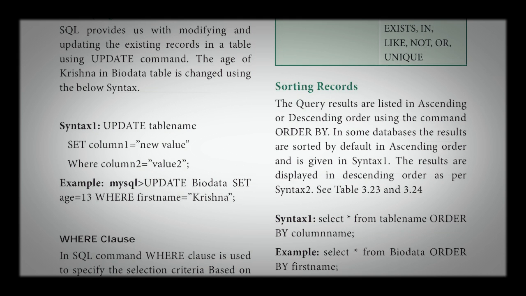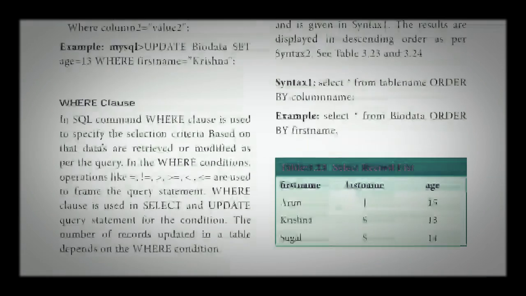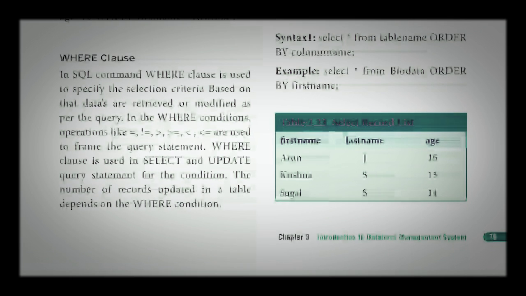So, sorting records. The query records are listed in ascending or descending order using the command ORDER BY. In some databases, the results are sorted by default in ascending order, as given in syntax 1. The results are displayed in descending order as per syntax 2. See tables 3.23 and 3.24.